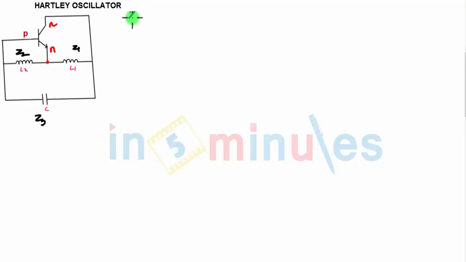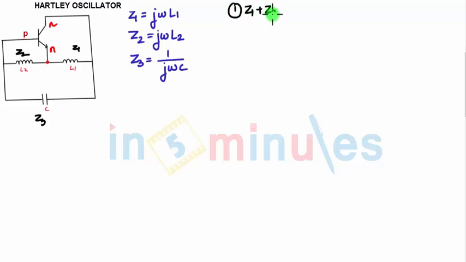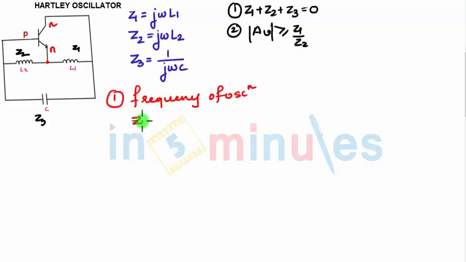So what I can say from this, Z1 is nothing but j omega L1, Z2 is nothing but j omega L2, and Z3 is nothing but 1 upon j omega C. Now first I'll write the two conditions for oscillations. What is the first condition? Z1 plus Z2 plus Z3 should be equal to 0, and second, AV should be greater than or equal to Z1 by Z2. Now from the first condition we will get the frequency of oscillation. The condition is Z1 plus Z2 plus Z3 equals 0 at the frequency of oscillation.